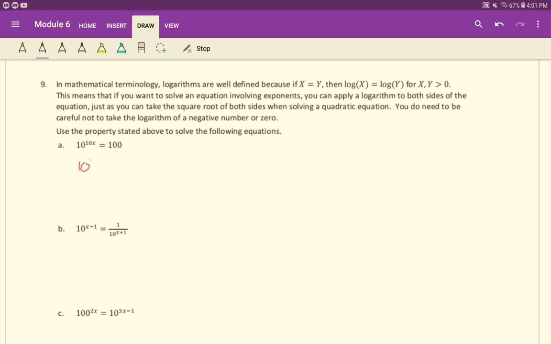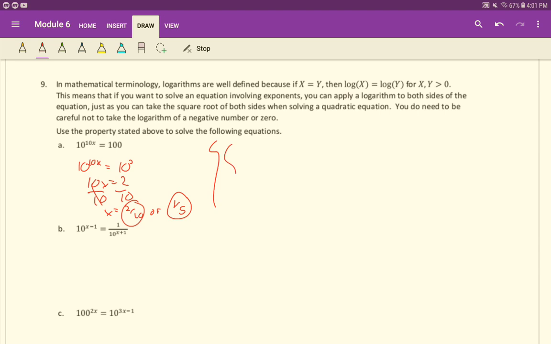We could also just say this is 10 to the 10x, 100 is 10 to the 2. Since we have the same base and these numbers have to be equal, then that means the exponents would also have to be equal too. And so we can just set the exponents equal, and then divide both sides by 10. You get x equals 2/10 or 1/5 as your answer.